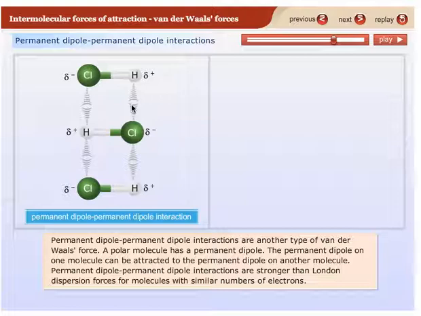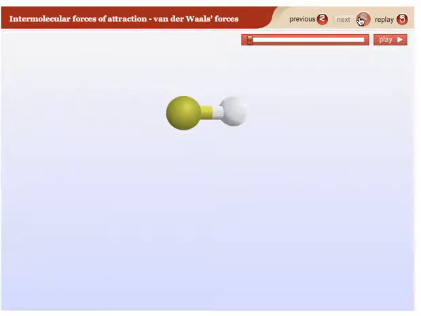This is stronger than the London dispersion forces. And you can go back and read these things that are on the bottom here once you've watched this video and see that it is a stronger intermolecular force than the London dispersion forces we started off with. Okay? All right, so now let's go to the next one.